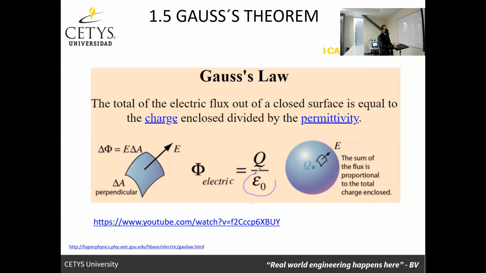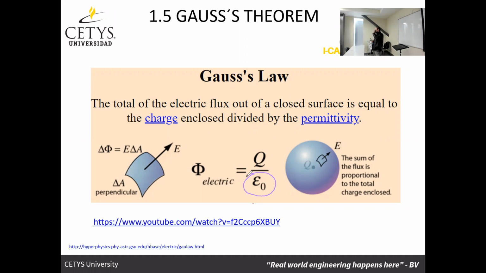Permittivity, which is that E, and remember the relation, permittivity, it permits. It's a measure of how much electrical field can be allowed by a certain medium. So permittivity 0 is the permittivity of vacuum. What? Vacuum, vacío.